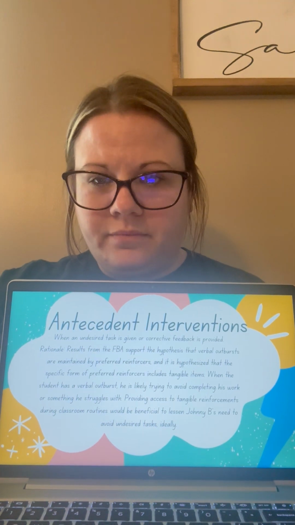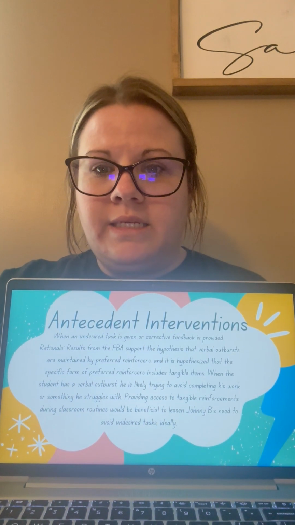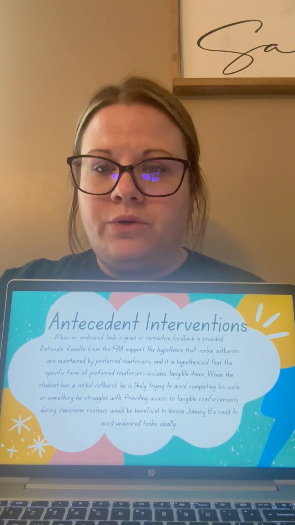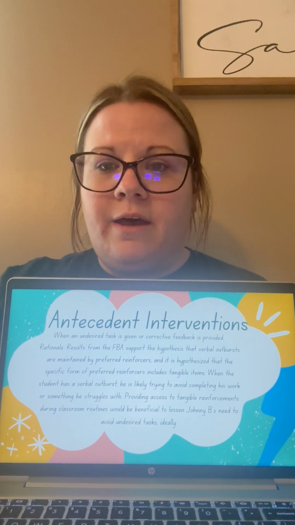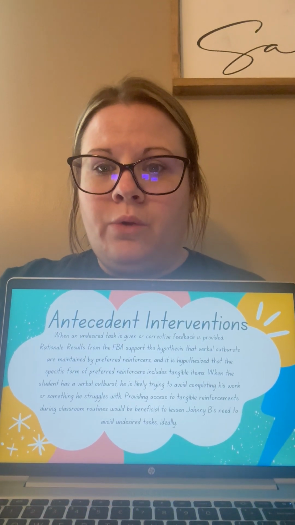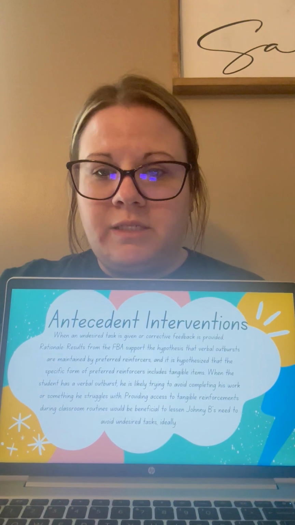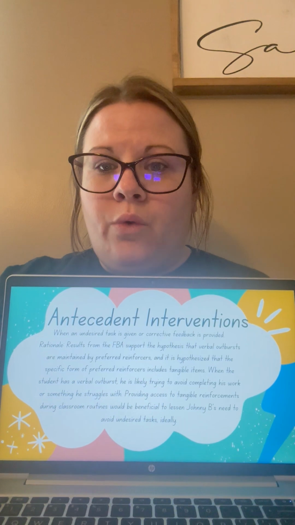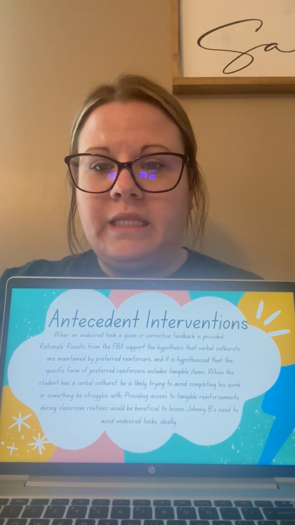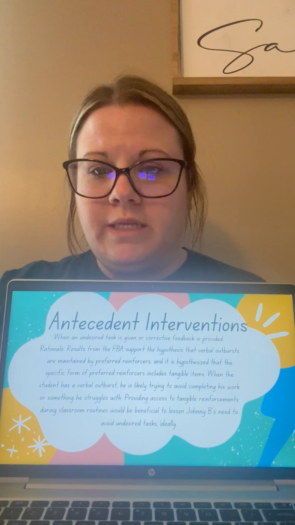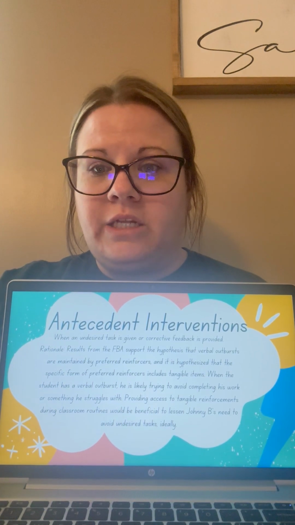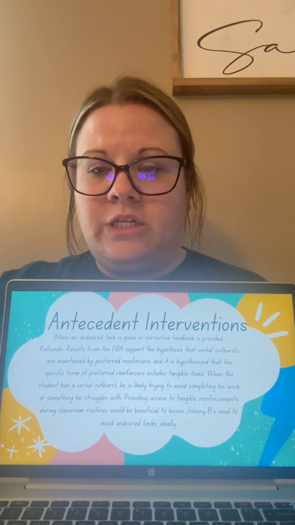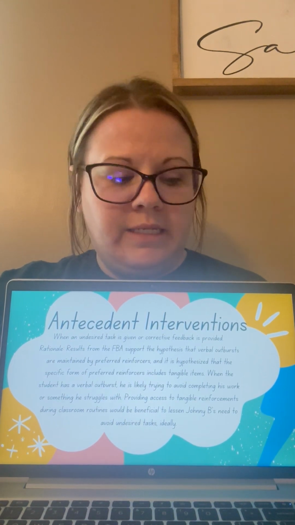The antecedent interventions. When an undesired task is given or corrective feedback is provided. The rationale. Results from the FBA support the hypothesis that verbal outbursts are maintained by preferred reinforcers, and it is hypothesized that the specific form of preferred reinforcers includes tangible items. When the student has a verbal outburst, he is likely trying to avoid completing his work or something he struggles with. Providing access to tangible reinforcements during classroom routines would be beneficial to lessen Johnny B's need to avoid undesired tasks.